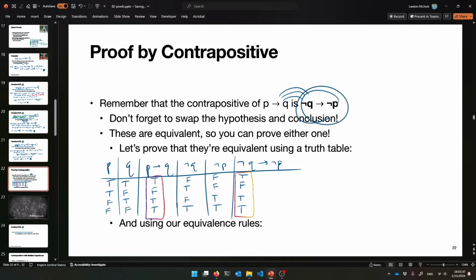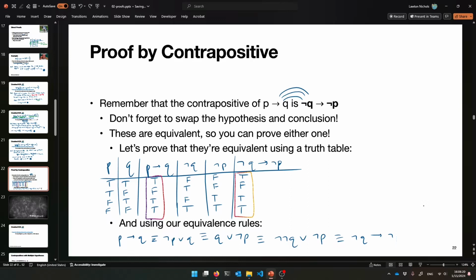Because if you could prove this, you know that this is also true. And this is also a direct proof. You could assume not Q and prove that not P is true. Sometimes that's easier. And so I'll also show that these are equivalent using our equivalence rules. So P implies Q. Let's start with that. That's equivalent to not P or Q, right? Remember that? And that's also equivalent to Q or not P, which is also equivalent to not not Q, right? Because of double negation, or not P. And you have a negation of a hypothesis ORed with the conclusion. That's equivalent to not Q implies not P.